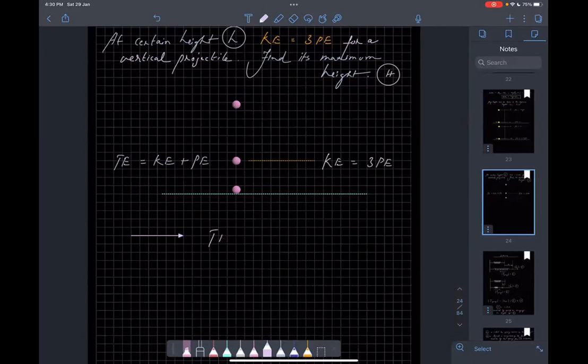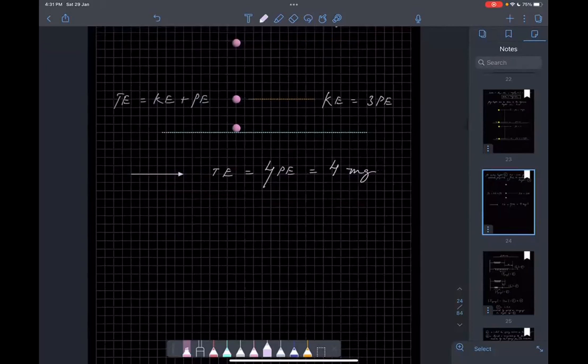4 PE. Why did you write everything in potential energy? Tell me. Because velocity is not given, height is given. So we can write 4 mgh, correct? Now the problem is done. What is the answer?